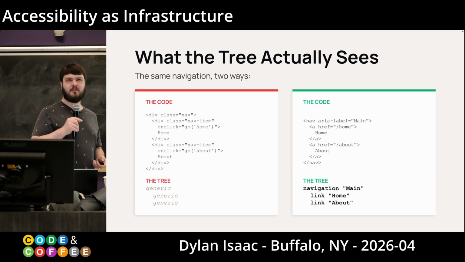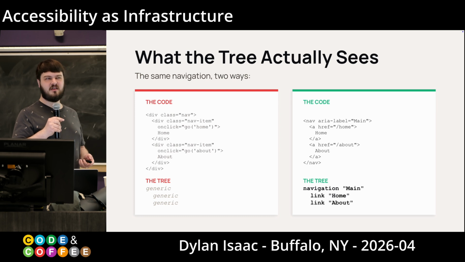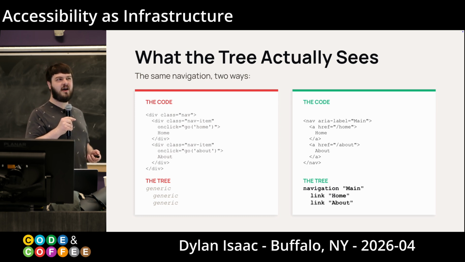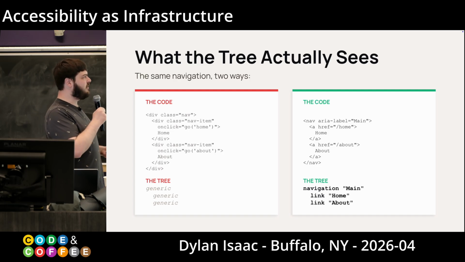So here's another example of what your assistive devices or what the AI agent would actually be using for a navigation element. On the left-hand side, I have a navigation element that's all built with divs. We have a class of nav, we have a class of nav item for the internal links, and we have our on-click handlers that could be handled by React.